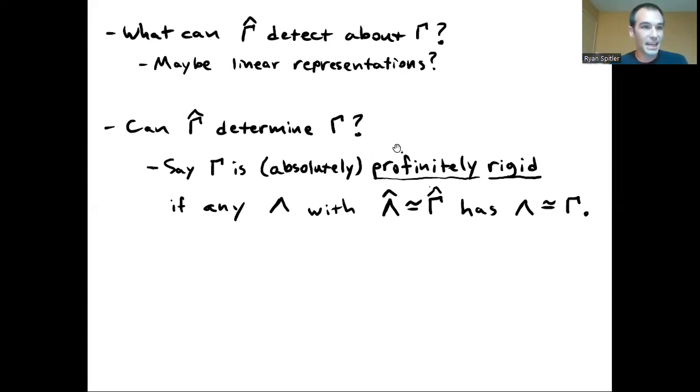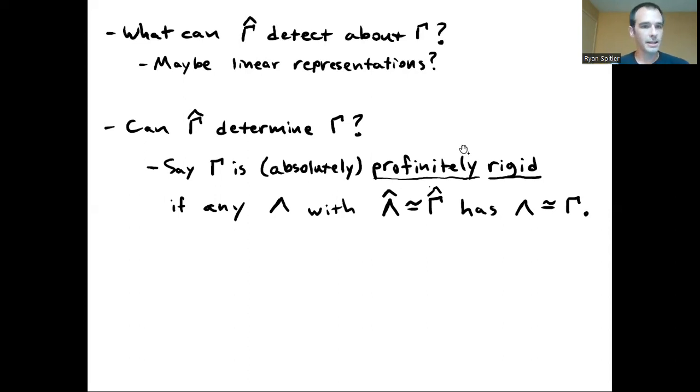And when this does happen, we would say that the group gamma is profinitely rigid. And sometimes, to be very clear about what kind of profinite rigidity we mean, we would say that it's absolutely profinitely rigid. And what does that mean? That means if any mystery group lambda, which is finitely generated and residually finite, that's a hidden intrinsic assumption that we're always making, any residually finite, finitely generated group lambda with the same profinite completion as gamma will actually be isomorphic to gamma as abstract groups, as finitely generated groups.